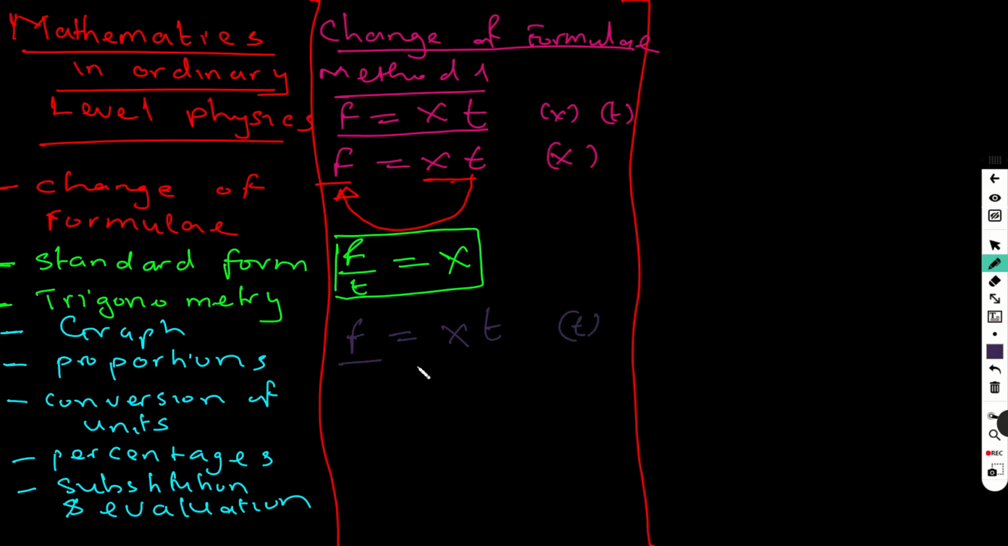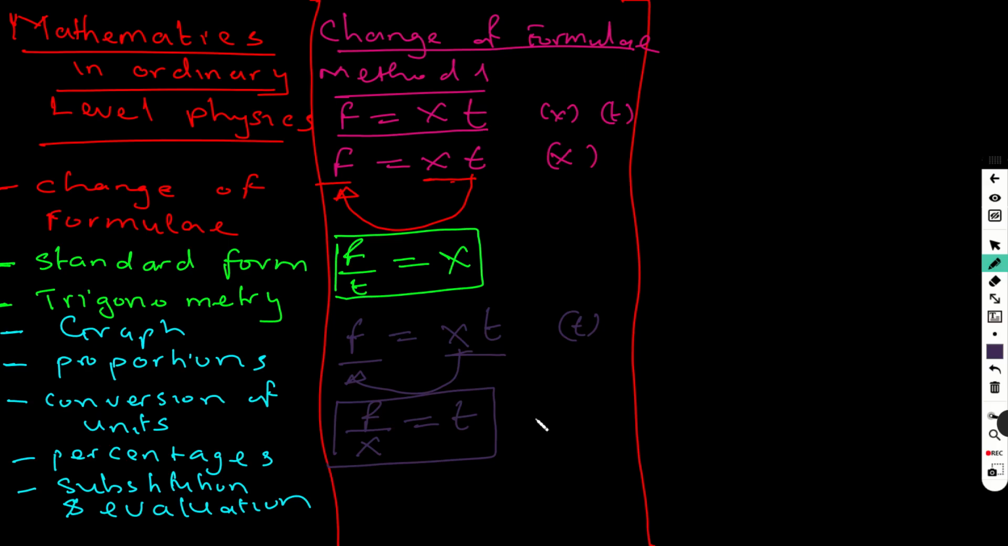You draw your line. Now x is the one that is above the line, so you take x and bring it here. You have F on x is equal to what? t. So now you have made t the subject of the formula.